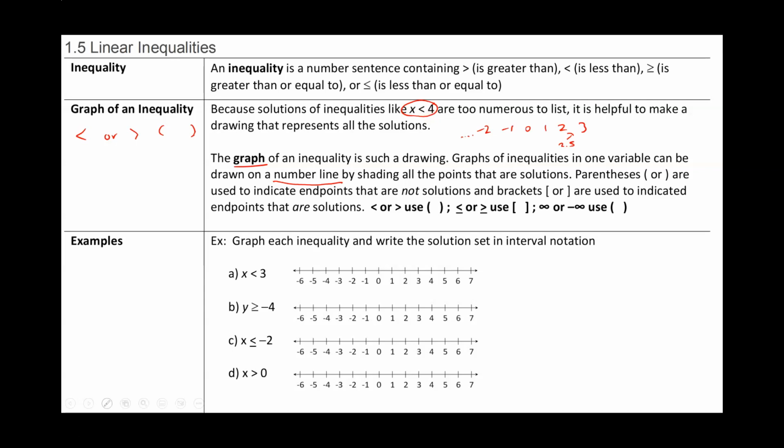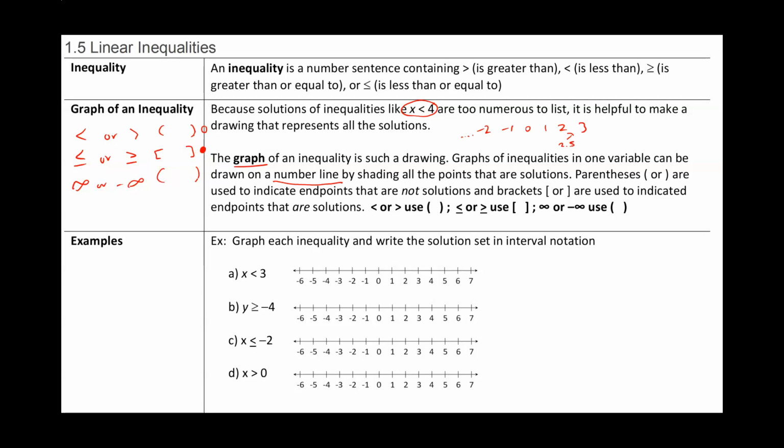If you have a less than or equal to, or a greater than or equal to, that is indicated using a bracket. And if you have infinity or negative infinity, that is always a parenthesis. So let's graph x less than 3. We want the set of all numbers that are less than 3. Let's take a look at 3, which is here. By the way, a parenthesis is the same thing as an open circle. A bracket is the same thing as a closed circle, and infinity is just infinity.